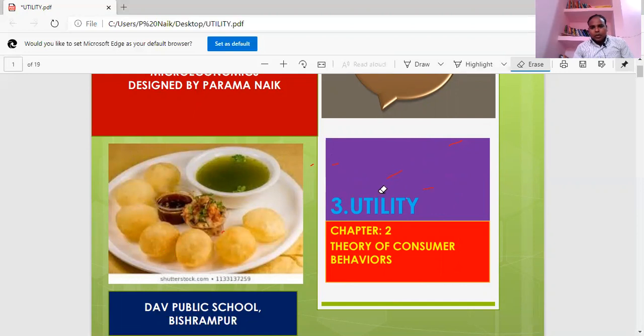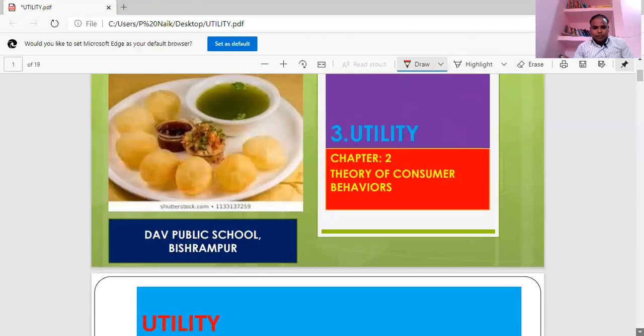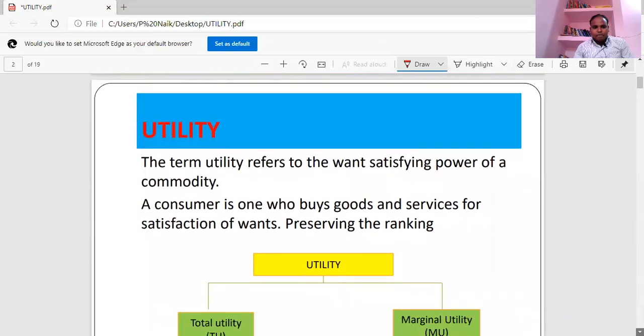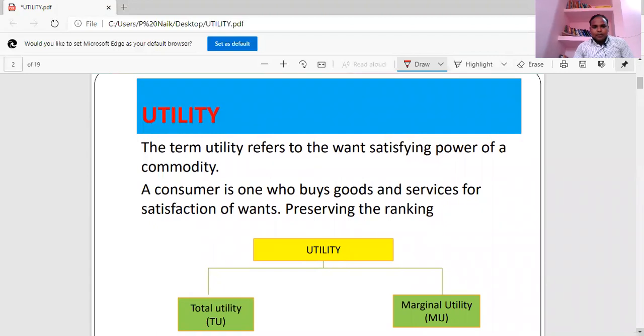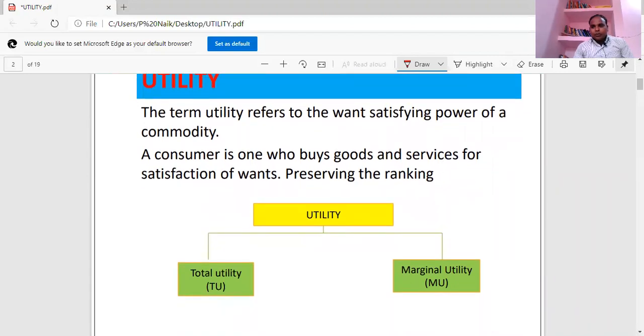How it is cardinal approach and ordinal approach, we'll discuss. So look, this is utility.